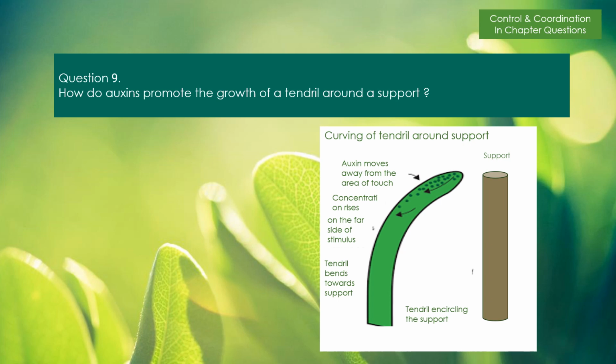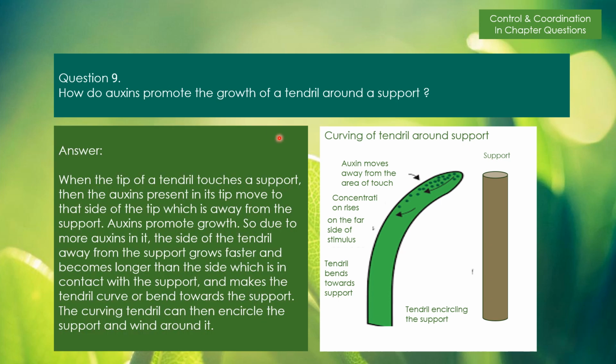Question 9. How do auxins promote growth of a tendril around a support? Now, when the tendril comes in contact with the support, the auxins which are present at the side of the point of contact move away to the opposite side, the side away from the support. Now we know that auxins promote growth. So because of the higher concentration of auxin on the farther side, it starts growing faster.